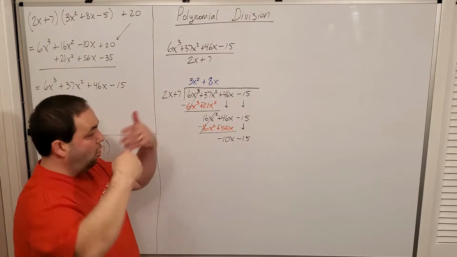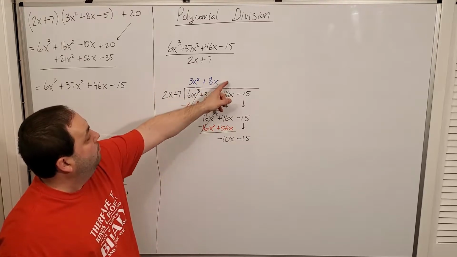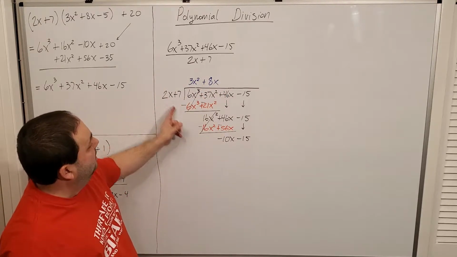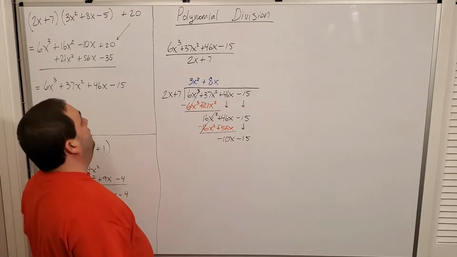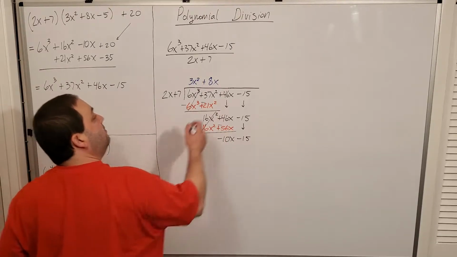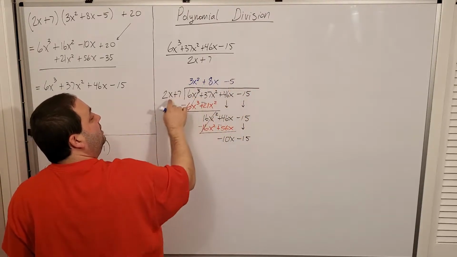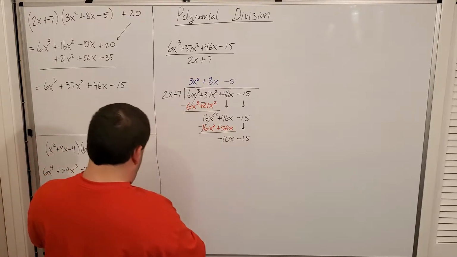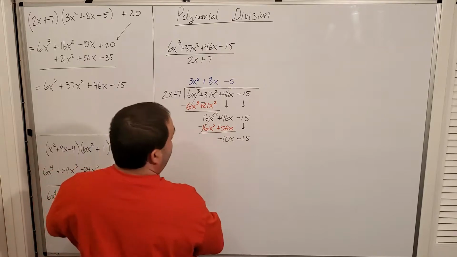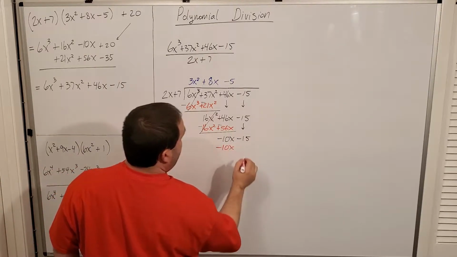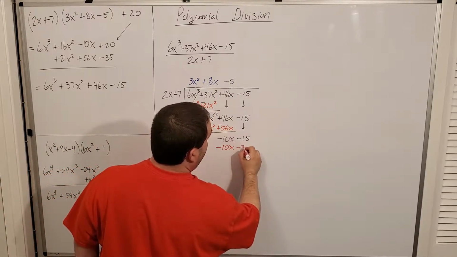All right, then start over again, right? What number or what term times 2x is going to match negative 10x? Well, that's going to be minus 5. Negative 5 times 2x is going to give me the negative 10x here. Right? It matches. And then negative 5 times 7 is negative 35.